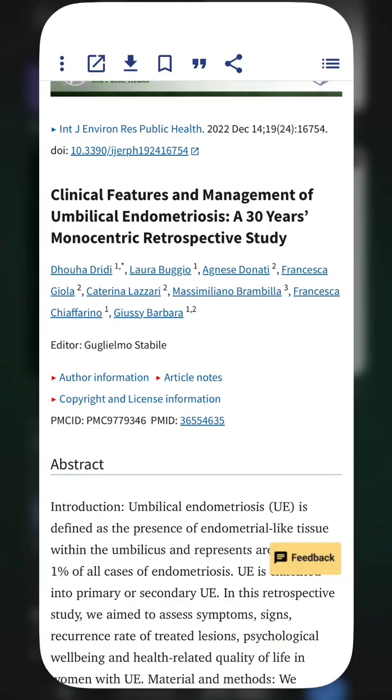And for some people, you can get endometriosis on it, and that will make you bleed out of your belly button.